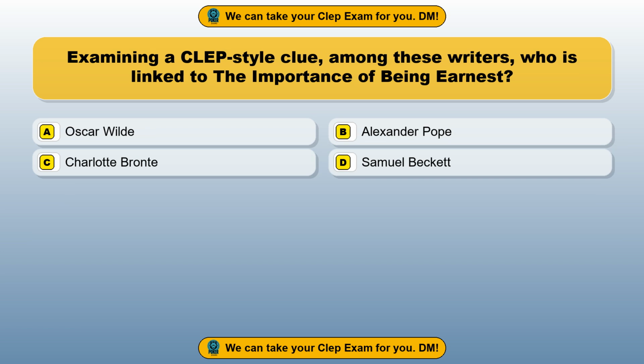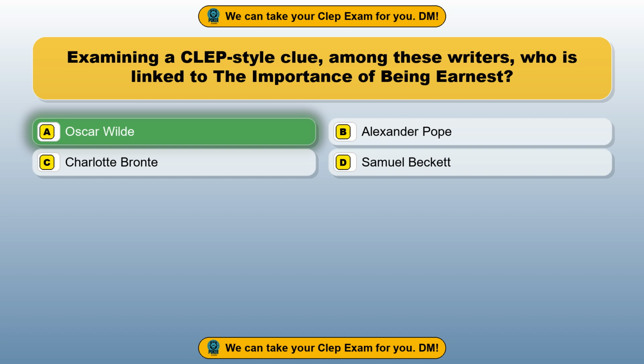Question 21. Examining a CLEP-style clue, among these writers, who is linked to The Importance of Being Earnest? Option A, Oscar Wilde. Option B, Alexander Pope. Option C, Charlotte Bronte. Option D, Samuel Beckett. The correct answer is option A, Oscar Wilde.